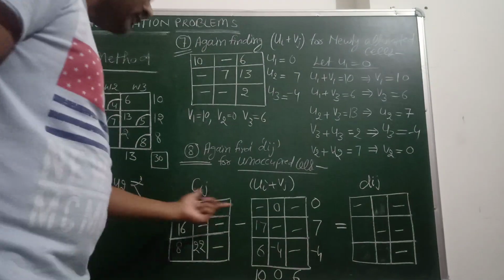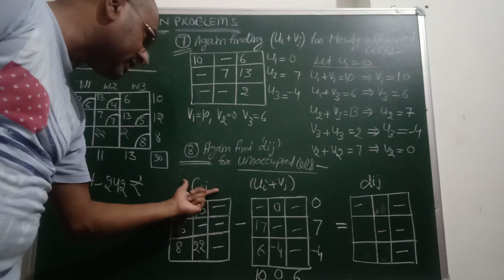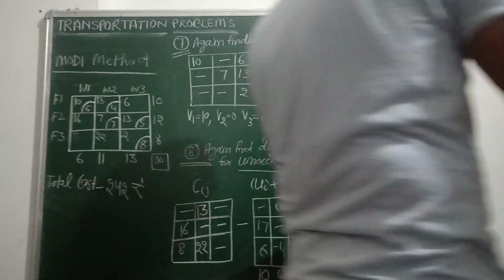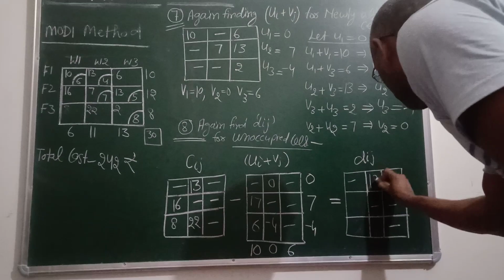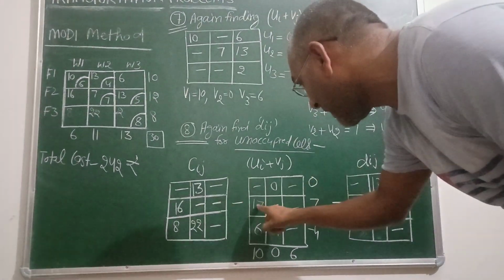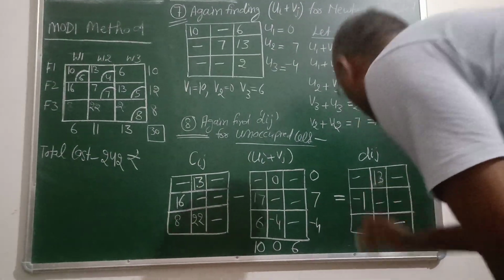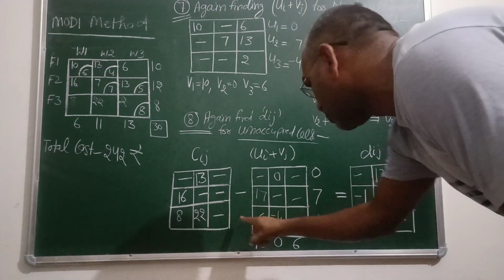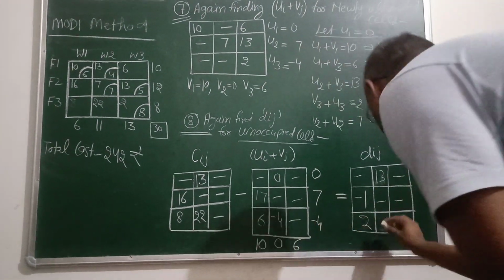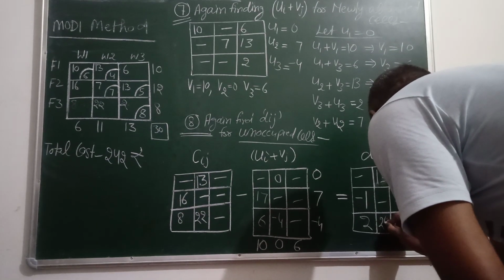So if you subtract ui plus vj from Cij, we will be able to find the Dij value. So 13 minus 0, 13. Again, this is 16 minus 17, this is minus 1. 8 minus 6, 2, and 22 minus minus 4, so this comes out to be 26.